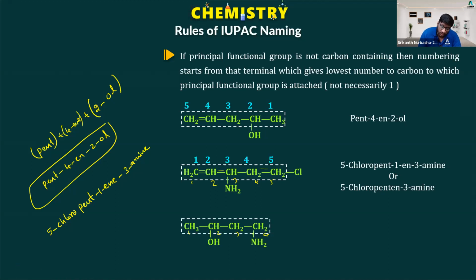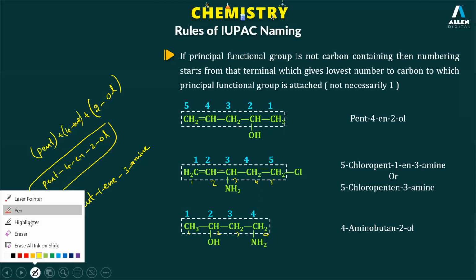On the fourth position, you have the amino group. No other substituents. 4 amino, butan, because carbon single bonds are there. 2-ol. 4 amino, butan 2-ol. Everyone got this or not? Simple cases. Yes, sir.